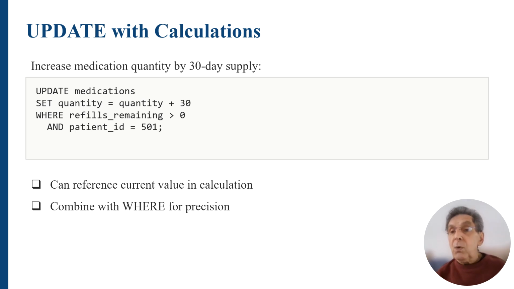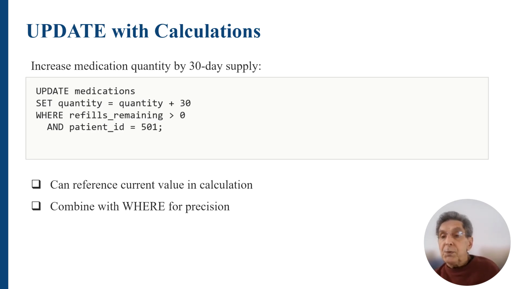Update statements can do even more than just update static values. They can perform calculations. In this example, we're adding 30 to the existing quantity value. The syntax quantity equals quantity plus 30 tells the database to take the current value, add 30 to it, and then store that result. Now this is useful in inventory adjustments, or refill counts, or running totals, and similar scenarios.